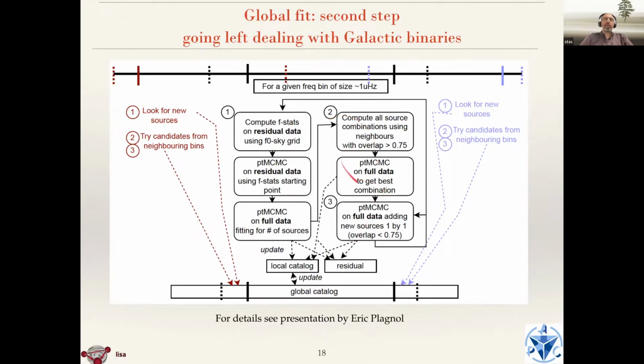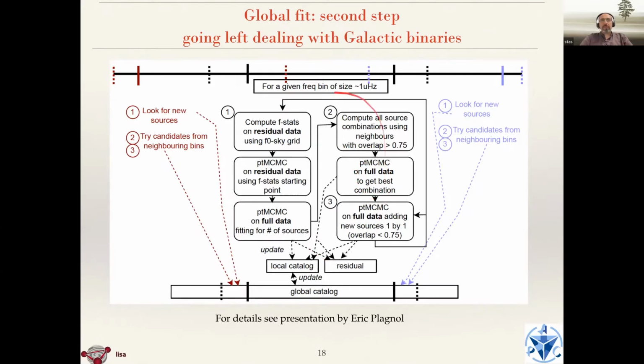So at some point, very quickly, when we've added two sources, we run a parallel tempering Markov chain with the two sources, making sure that if they talk to each other, they refine their parameters. When we add a third source, we again run on three signals, trying to make sure that all the correlations between signals are taken into account.